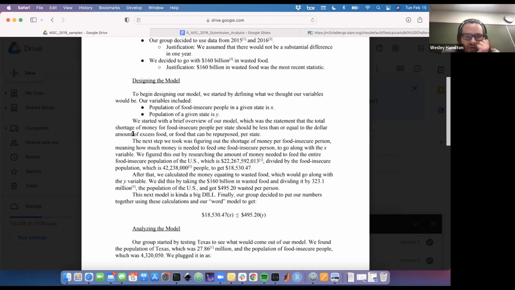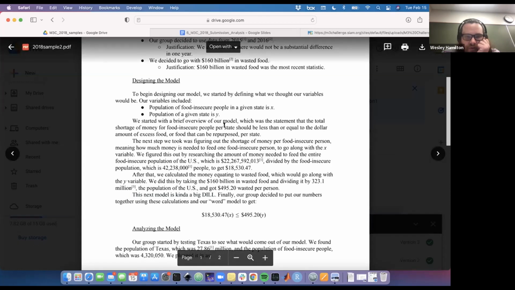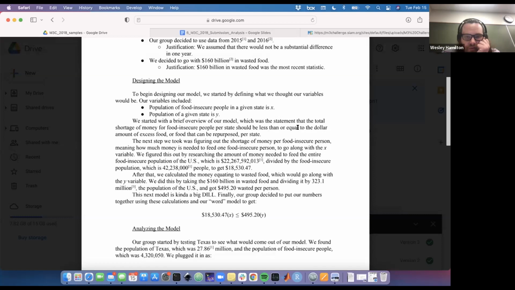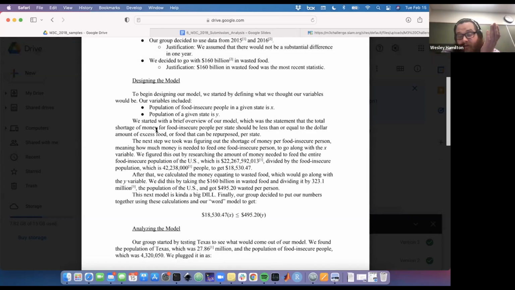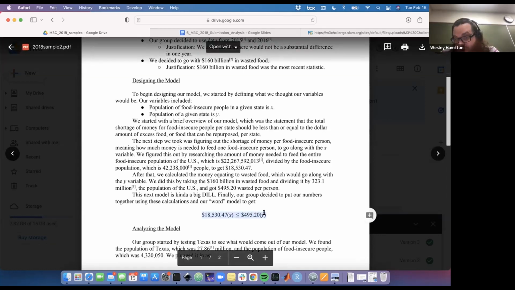So they're trying to compare total shortage of money for food insecure people per state should be less than or equal to the dollar amount of excess food. So maybe we'd say their model is a simple comparison. Is the amount wasted greater than the amount that's needed? And so this would be their model.